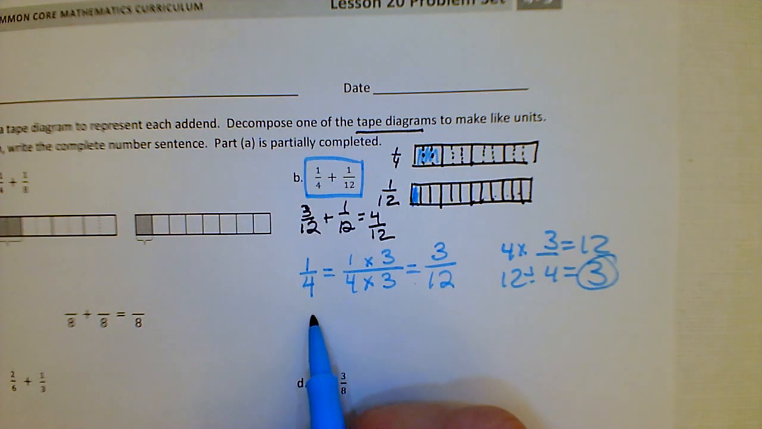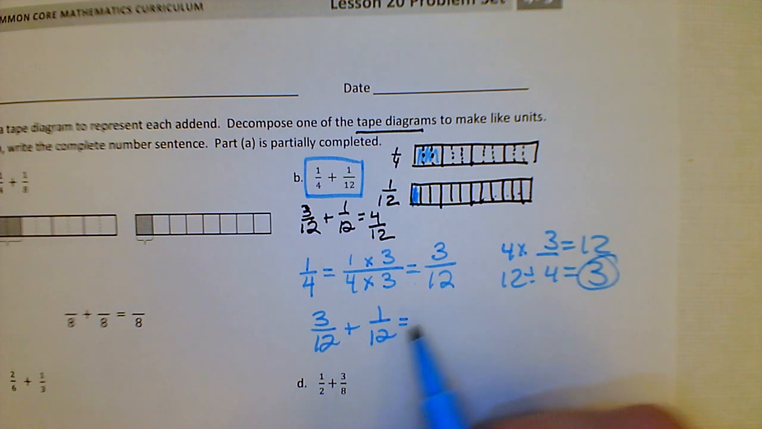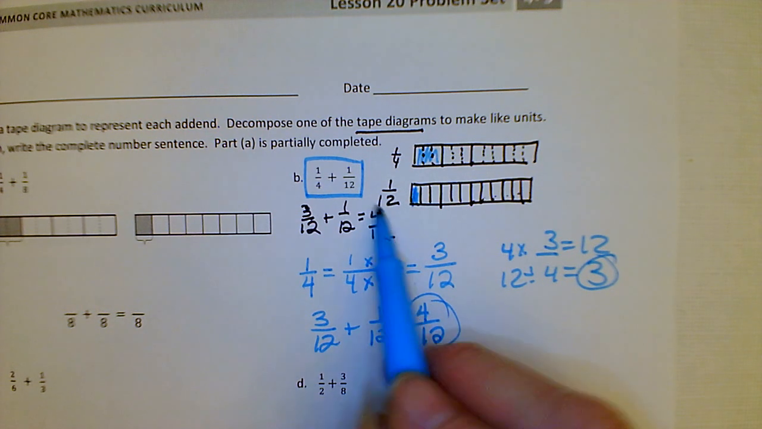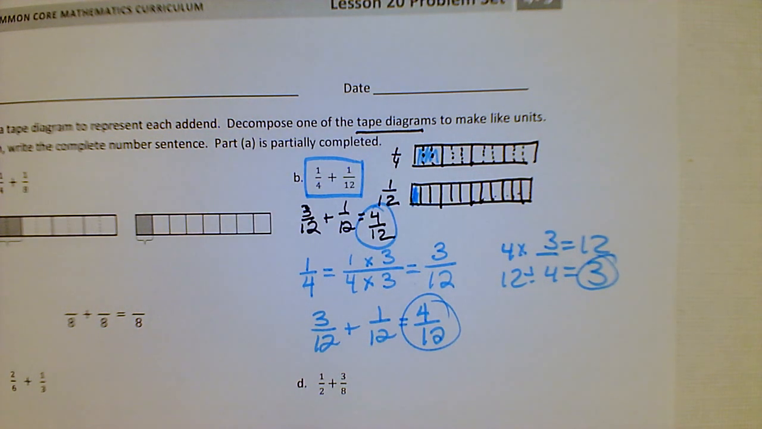And now I could just write that all down and add it up again. So 3/12 plus 1/12 is equal to 4/12. So all we did was we added them after we converted this, decomposed 1/4 into 12ths. And that's our answer again. So we got the same answer 2 times, doing it 2 different ways.